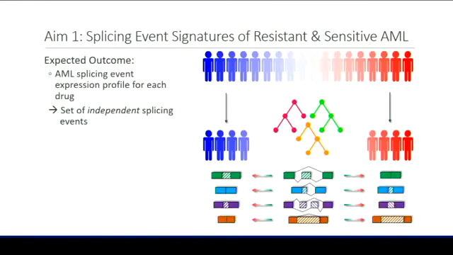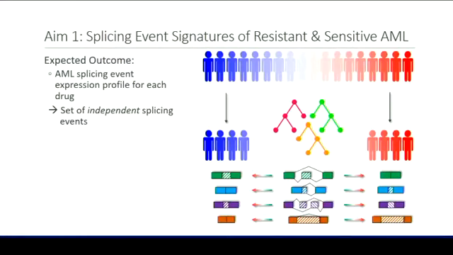But the expected outcome, as I mentioned, is a splicing event expression profile for each drug, where, for instance, for a particular drug there may be a particular skipped exon, where the expression of the included version is upregulated in the sensitive patients, and the exclusion version is upregulated in the resistant patients.